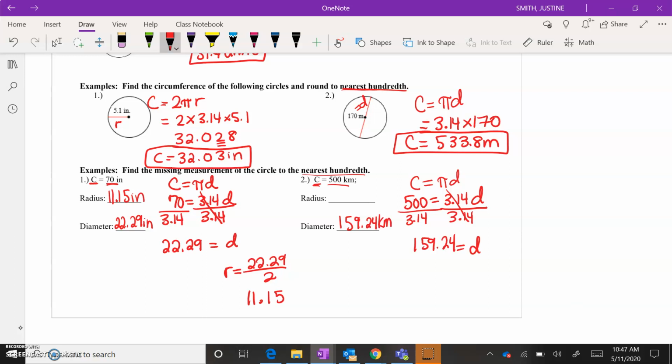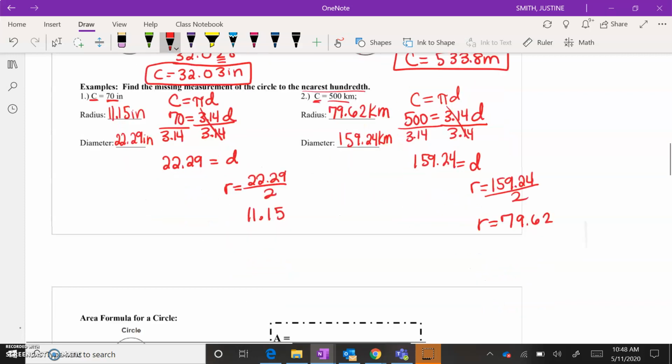And then again, to get my radius, I'm just going to take my diameter and divide it by 2. And that gives me 79.62. Okay, so 79.62, and then make sure you put your units on there. Okay, so that's kind of how you work backwards to find your diameter and your radius. Even if they're not asking for diameter and radius, if they're just asking for the radius, I would still use the formula with pi times diameter, and then just take your answer for diameter and divide it by 2.